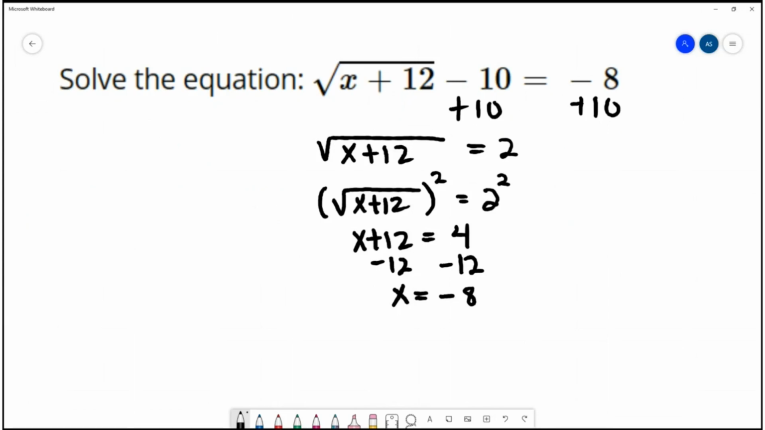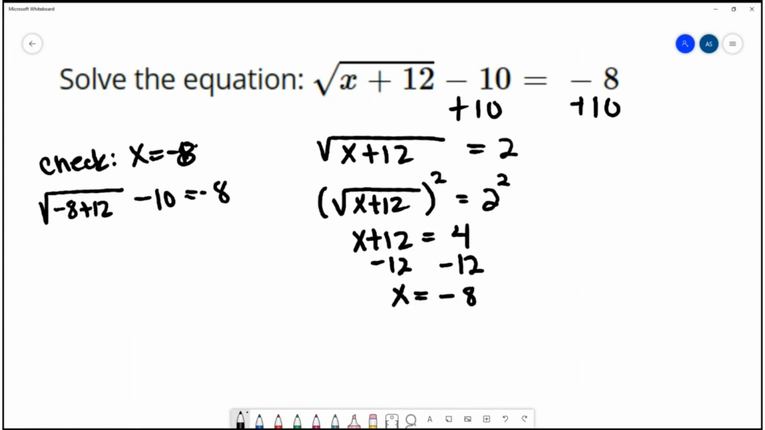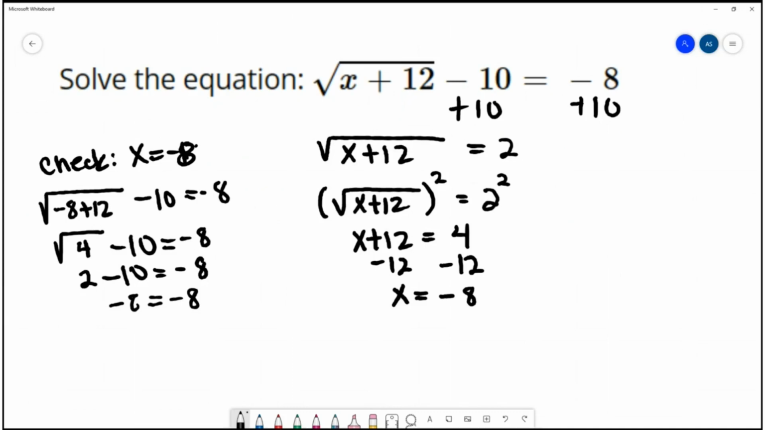When you have these radical equations, you do need to check to make sure that the answer that you got works in the original equation. So we need to check if -8 works in that equation. Square root of (-8 + 12) minus 10 equals -8. -8 plus 12 is 4. Square root of 4 is 2. And 2 minus 10 is -8. So -8 does make the original equation true, and it is our solution.